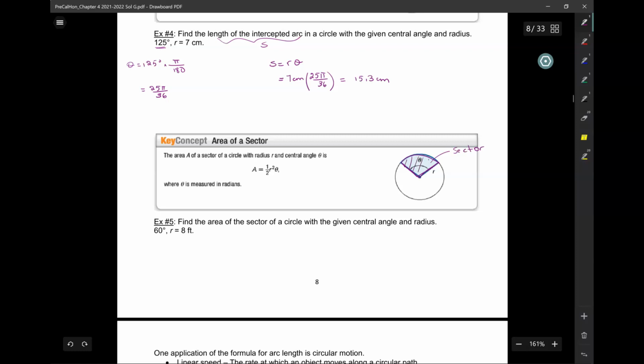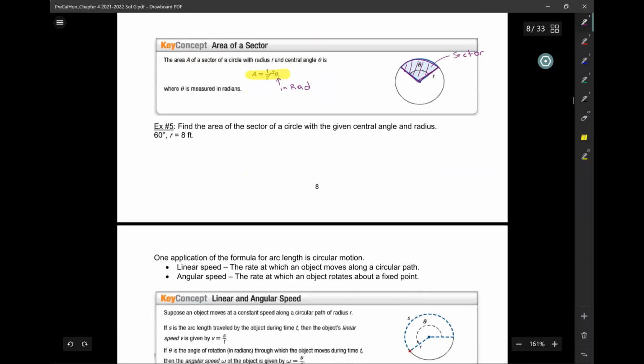To find the area of a sector, the formula is half r squared theta, where again, theta is in radians. So to find the area of this sector, let's see what we have to do. Here it says find the area of a sector of a circle with a given angle and radius. The angle here is 60 degrees. Again, I need to change it to radians, so times pi over 180. And when the zeros cancel, that's just pi over 3.